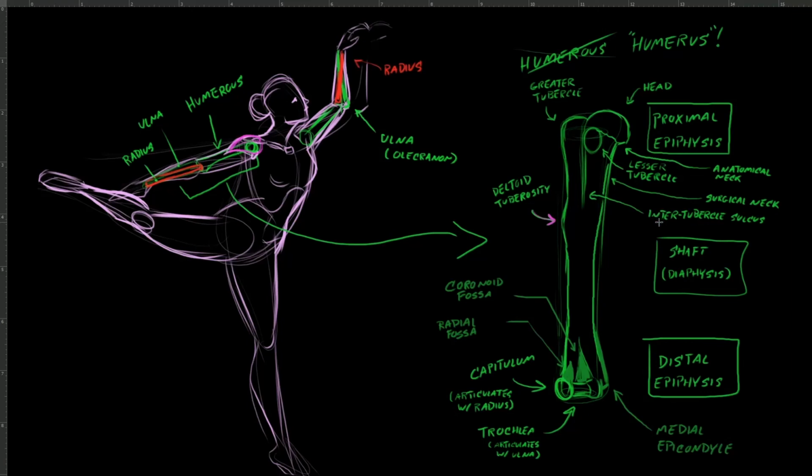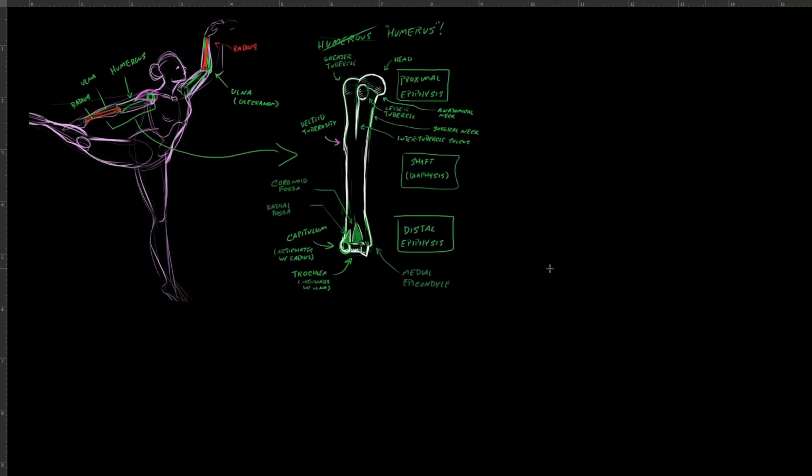The large rounded prominence which fits into the shoulder socket is the head of the humerus. It is joined by two tubercles, the greater and lesser tubercles. In between them is the intertubercular sulcus. The shaft of the bone is the diaphysis. A third of the way down the diaphysis, you have the deltoid tuberosity, and at the end, you have the distal epiphysis. This features the capitulum and the trochlea, which articulate with the radius and the ulna, respectively.